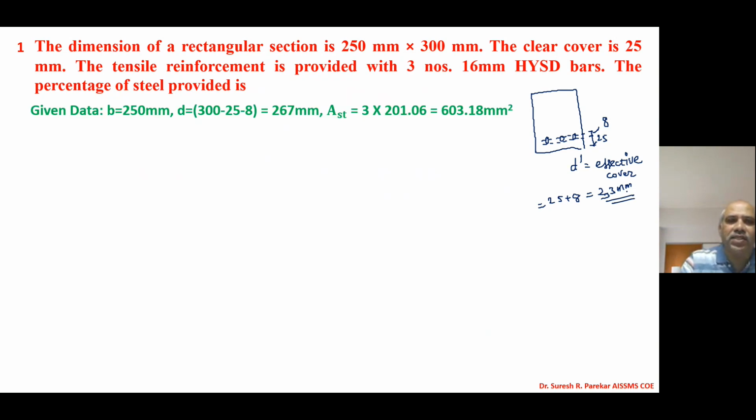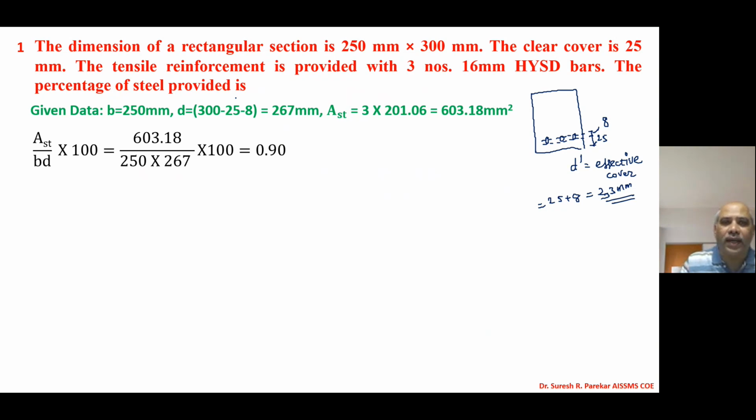So now you can see this: D is 300 minus 25 minus 8. In an examination it should be systematic, so whatever data is given you have to write it down and then use the formula. Here we are interested in the percentage of steel provided. We know Ast upon bd into 100 gives the percentage steel, Pt. Substituting these values, we get 0.9%.